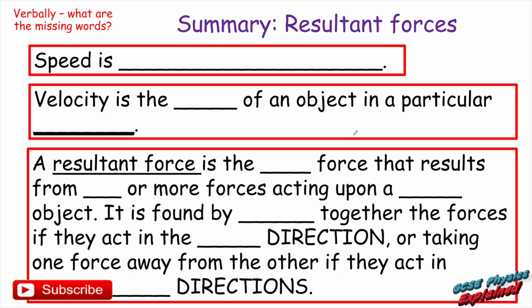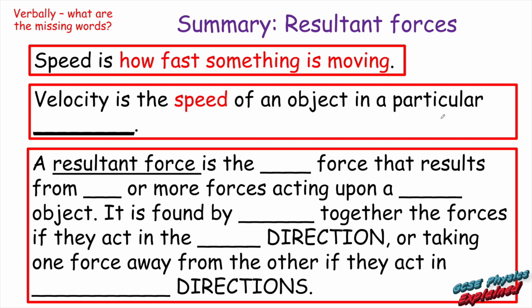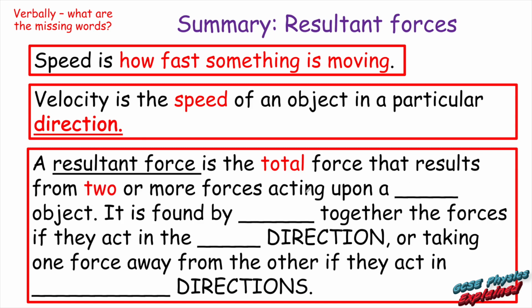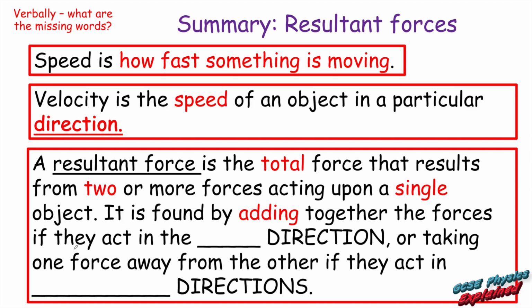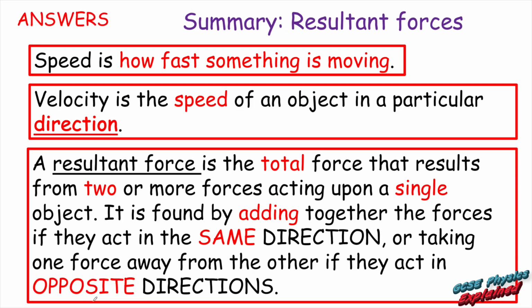So in summary, speed is how fast something is moving. Velocity is the speed of an object in a particular direction. A resultant force is the total force that results from 2 or more forces acting upon a single object. It is found by adding together the forces if they act in the same direction, or taking one force away from the other if they act in opposite directions. And there you have it.